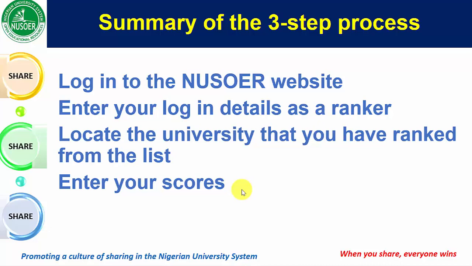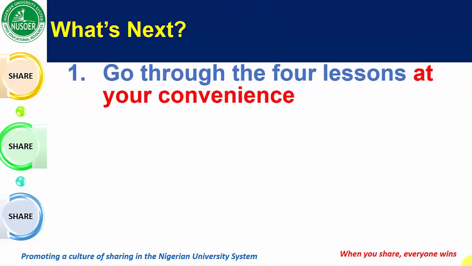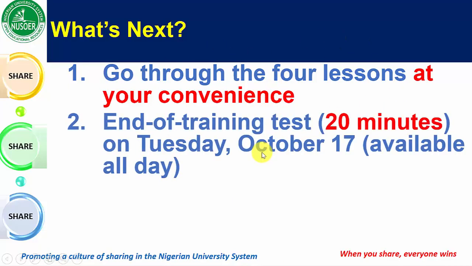Now, by way of next steps. Yeah, so what is next? I think a few things are worthy of consideration. I think you could go through the 4 lessons. They are very short lessons. You can go through them at your convenience.